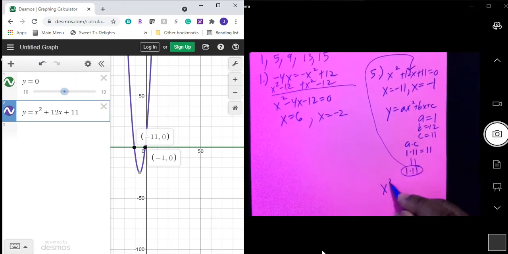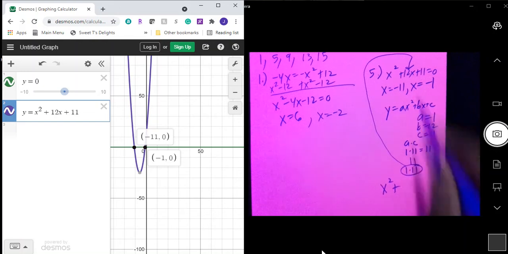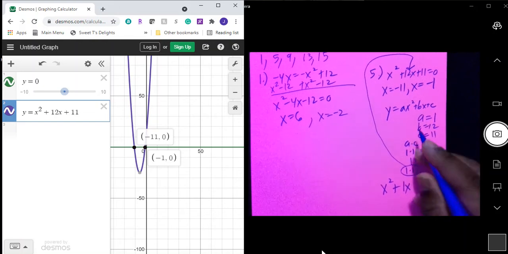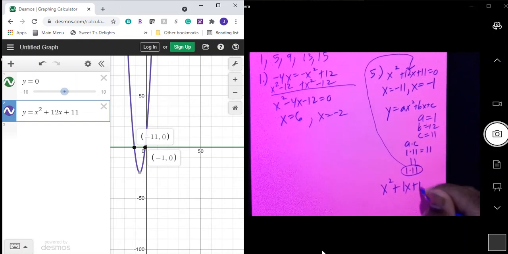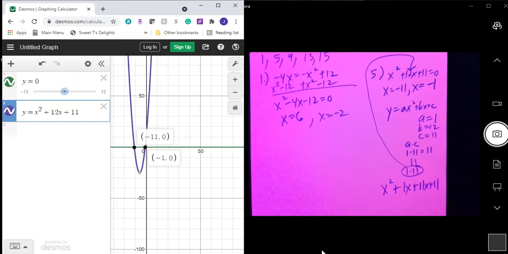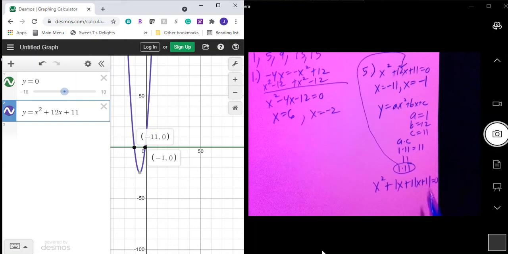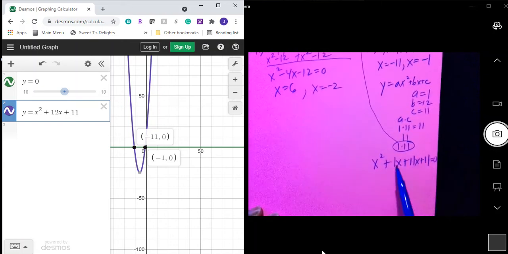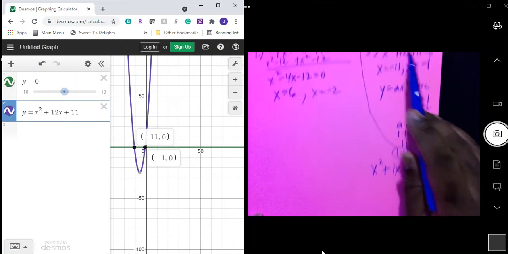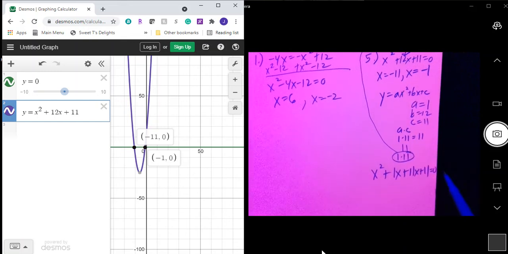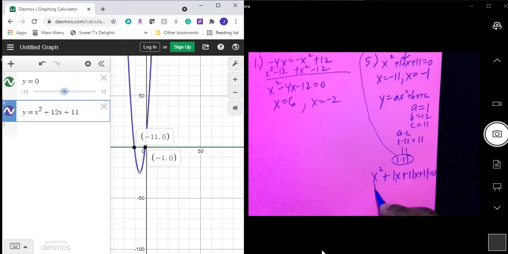So we will have x squared plus 1x, and then plus 11x, and then plus 11. I could put the equals 0 at the end. Now 1x plus 11x is still 12x, so we really haven't changed the problem. So now we get into grouping. We group the first two values and we group the last two values.